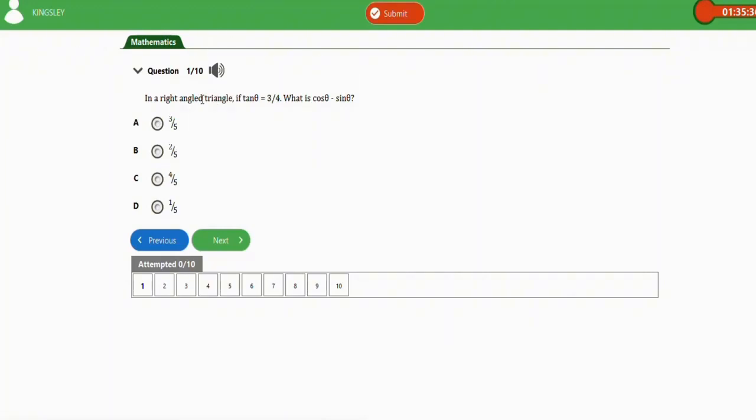It says, in a right angled triangle, if tan theta equals 3/4, what is cos theta minus sine theta? Alright guys, this question is basically simple. Now, let's sketch a typical right angled triangle. So the shape is something like this. Now remember this acronym SOHCAHTOA.